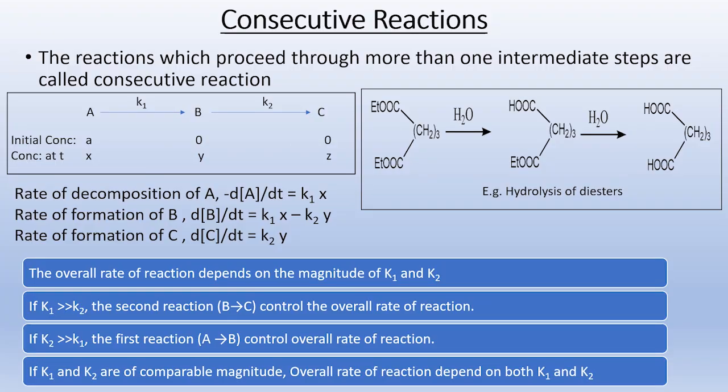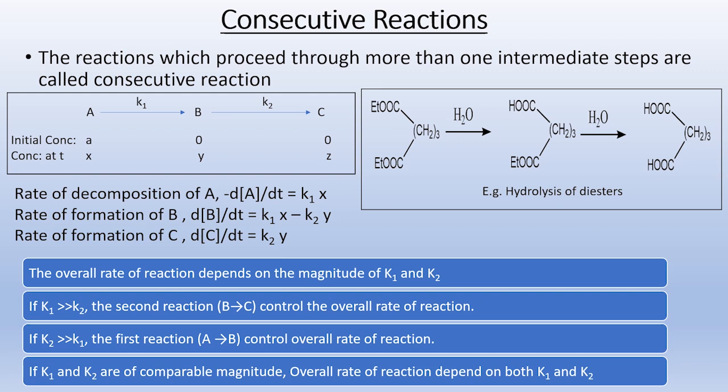Second type of complex reactions are consecutive reactions. Consecutive reaction means reactions which proceed through more than one step. So we will have intermediates in this consecutive reaction. For example, in this case, A giving B and B giving C. So here the reactant is A and the product is C, but A is not directly converted to C, rather there is an intermediate B. So here we have two reactions or two steps with two rate constants K1 and K2.